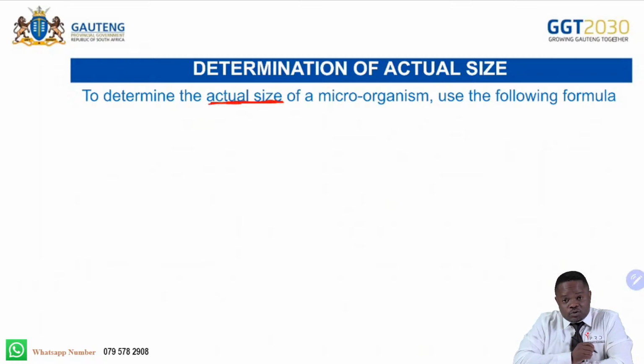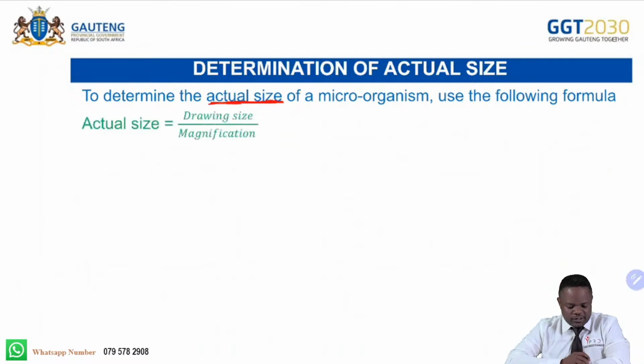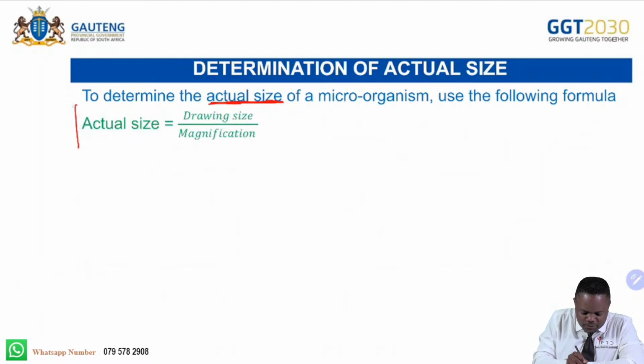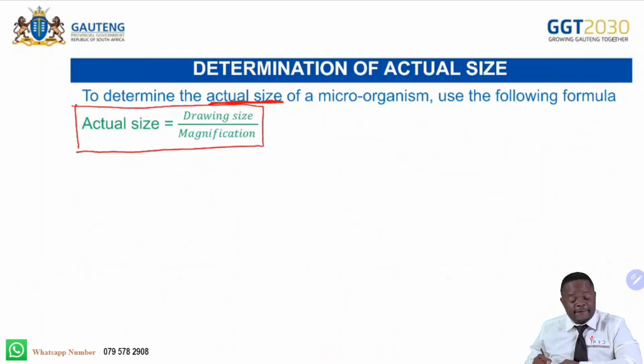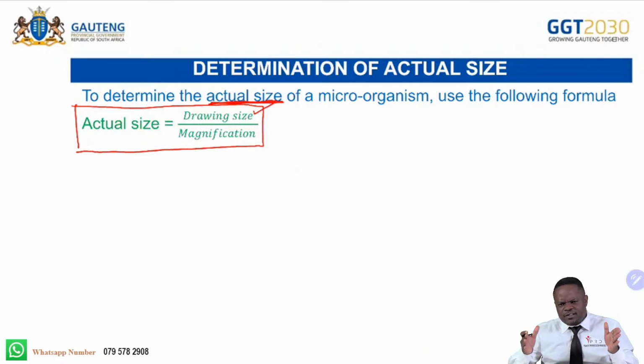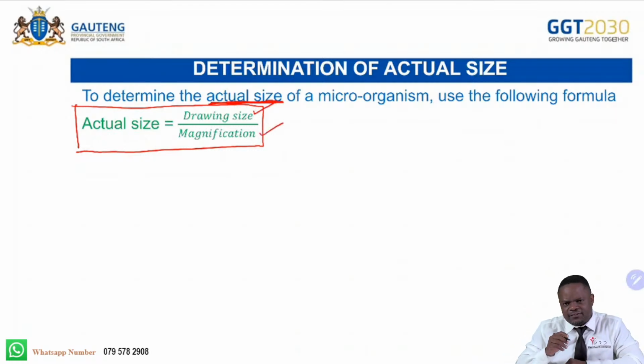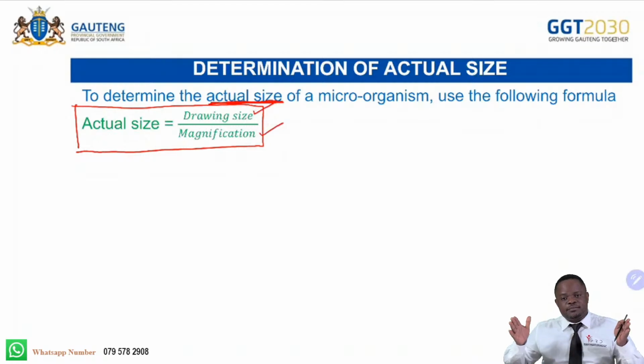So how do we get the actual size of our microorganism? We use the following formula. Take note of this formula, please. The actual size of your microorganism is equal to the drawing size, that is the magnified image from your micrograph, divided by the magnification. We're saying how many times did you increase the size of your microorganism until you made that image.